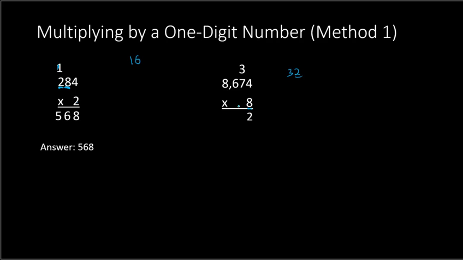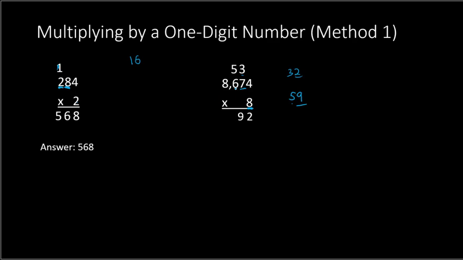So now we do the same thing again. We take the 8, multiply it by 7. 8 times 7 is 56. But then we have to add the 3 that we carried up here. 8 times 7, 56, plus 3, that gives you 59. So we can take the 9 from 59, put it right here, and then the 5 from 59 we carry up above the 6. And then we repeat.